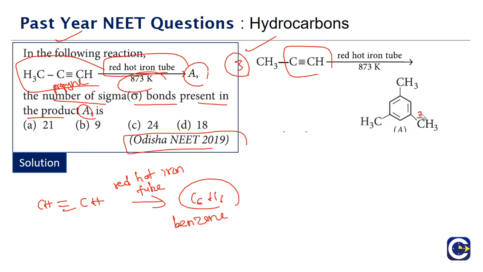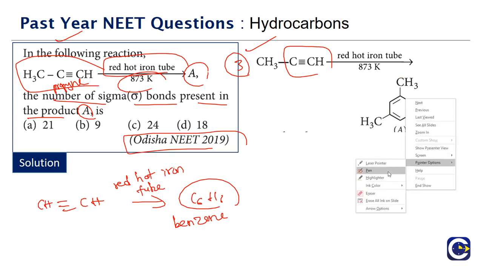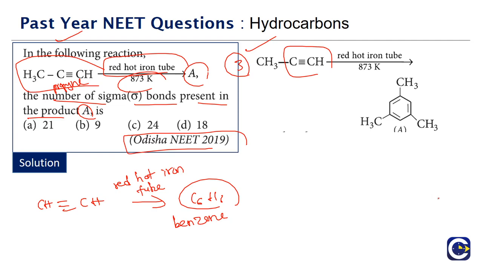So the first thing is to know what product we are going to get. Then only can we comment on the number of sigma bonds we will have. Here, each of these carbon-hydrogen bonds has 3 sigma bonds. Totally it is going to be 9 carbon-hydrogen bonds on the methyl groups.